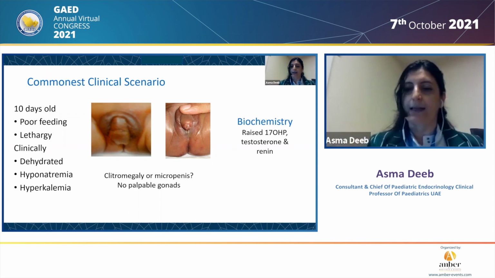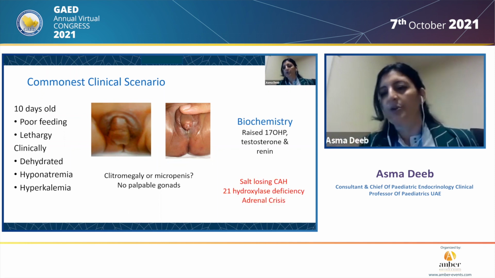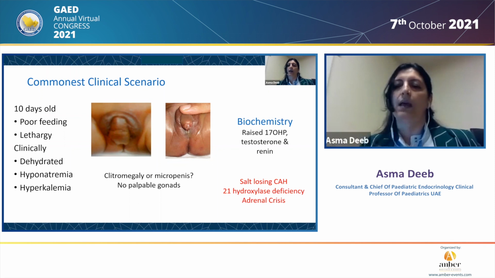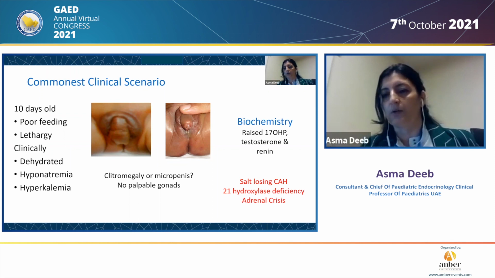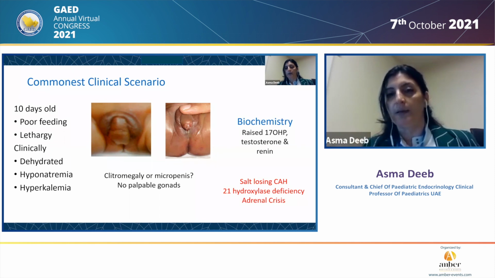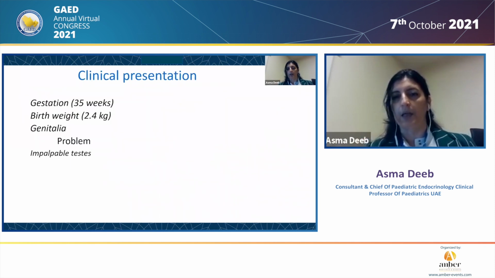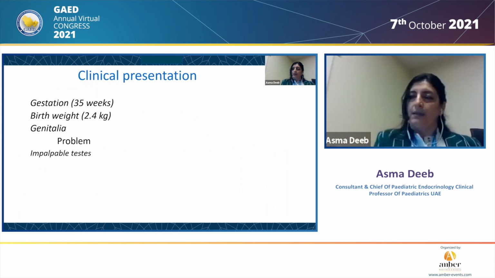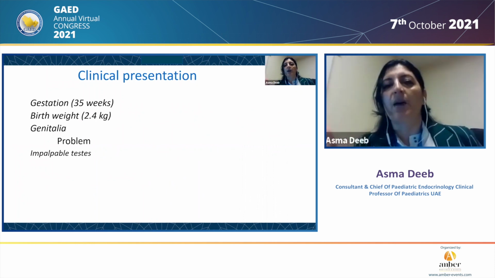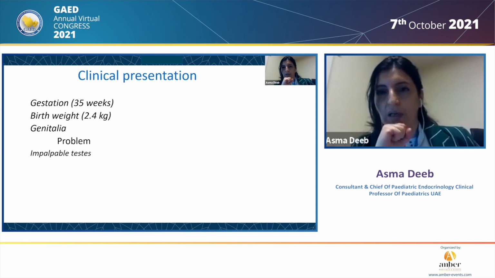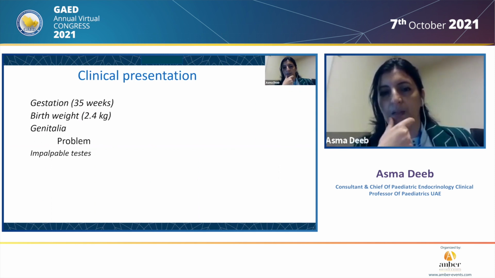So this is a classical textbook scenario of salt losing CAH due to 21-hydroxylase deficiency presenting clinically in salt wasting or adrenal crisis. But let me show you the same diagnosis, the same everything, but a slightly different scenario where it makes diagnosis a little bit harder in this condition.